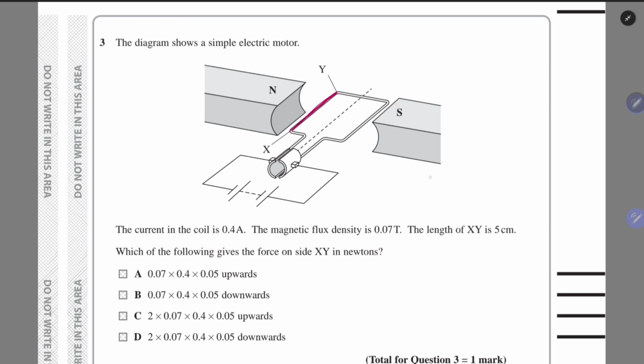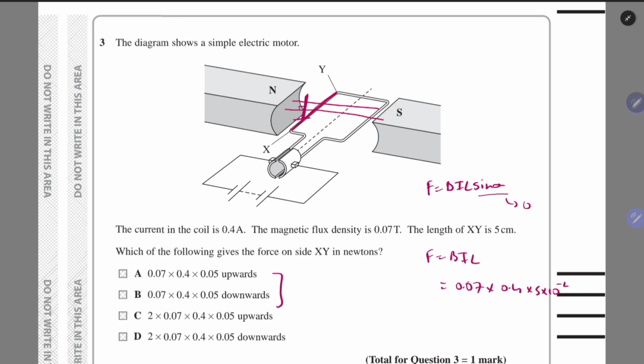Here we can use the formula F = BIL sin θ. Here θ will be 0 because the conductor is perpendicular to the magnetic flux line. This is the magnetic flux line, and it is perpendicular to it, so it's like 90 degrees. Sine 90 is 0, so we're going to use F = BIL. Our B is 0.07, 0.4 into 5 into 10 to the power minus 2. Where do we have it? In these two options. Now we have to find whether it goes upward or downward.